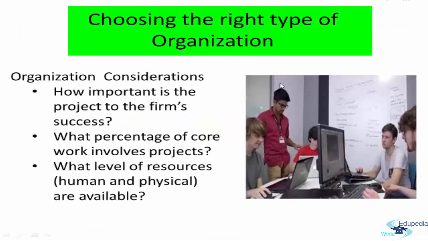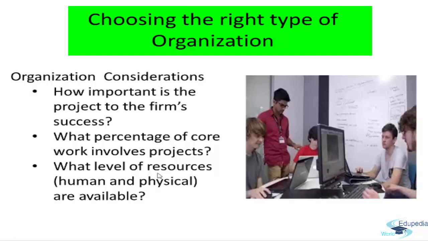And how do you choose the right type of organization for a project? You need to see how important the project is to the organization's success. What percentage of core work involves projects? What level of resources are available? You need to see the amount of work you do in an organization. If you're doing most of the things as project type of work, then you can go for a project-based kind of organization. If you're doing most in a functional area, then it's better to go towards the functional type of organization.